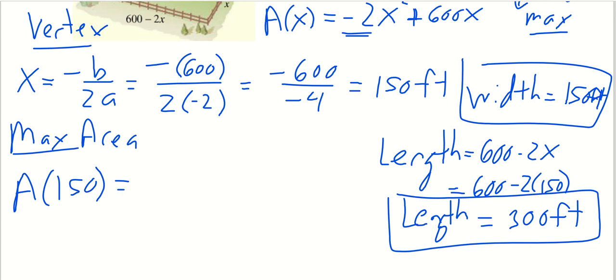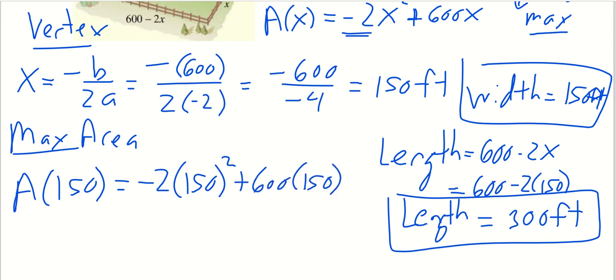Let's plug this back into our area function. It's going to be negative 2 times 150 squared plus 600 times 150. When we work this out, here's what we get. Negative 2 times 150 squared plus 600 times 150 is going to give us 45,000. Keep in mind that this is an area, and so it's going to have dimensions of feet squared.